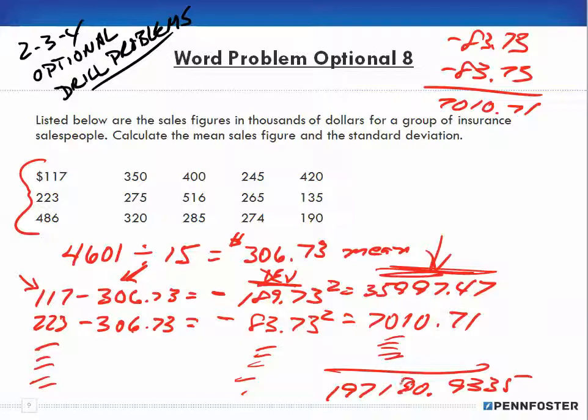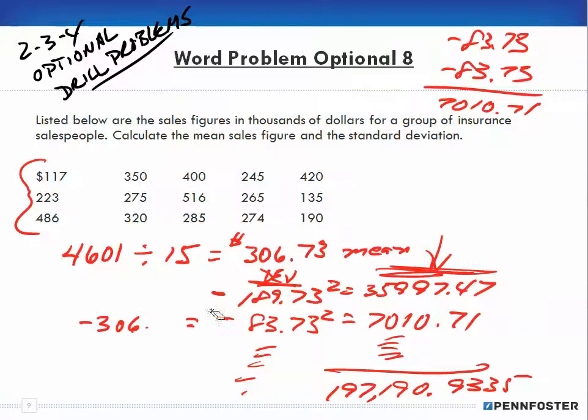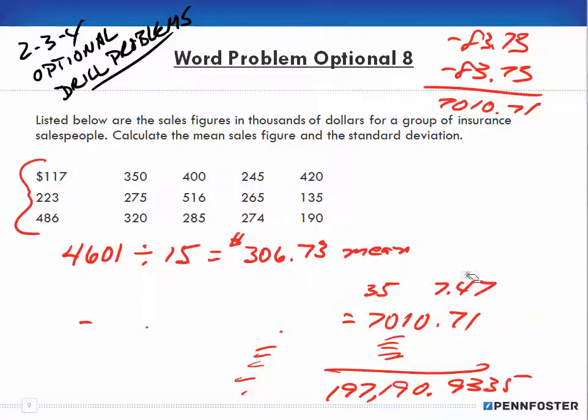190.9335. Okay, so we add up all of those numbers and we come up with 197,190.9335. Right? So let me go back over that again, so you're not lost. All right. I'm erasing it all, because it's just basically doing things step by step.